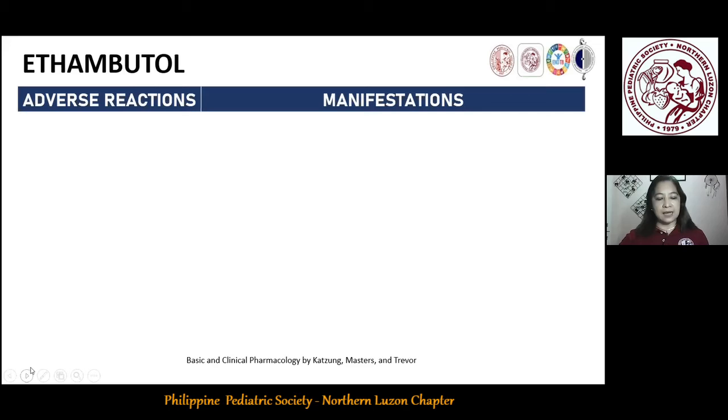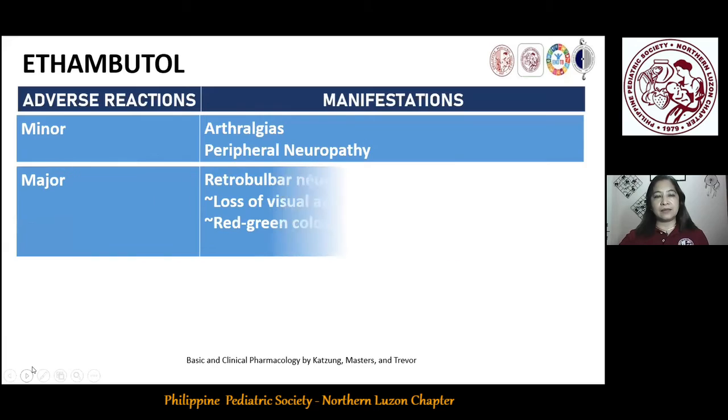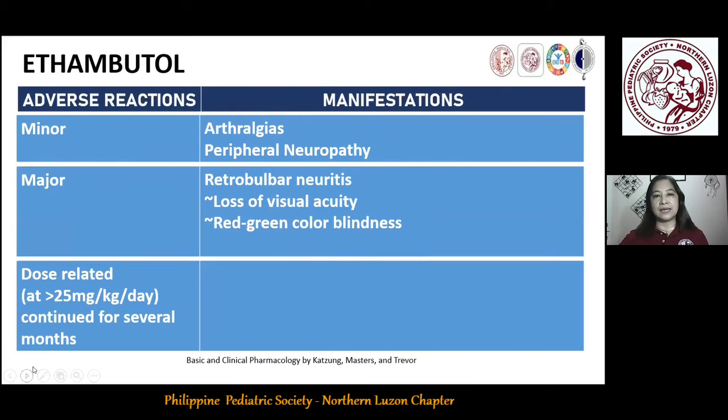Adverse drug reaction to ethambutol may be minor, such as arthralgias with peripheral neuropathy, but if it is major, it is said to be dose-related, presenting as retrobulbar neuritis, so patients may complain of loss of visual acuity, as well as red-green color blindness.